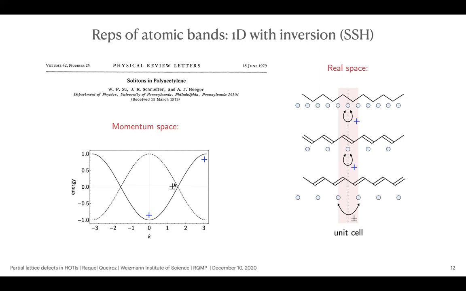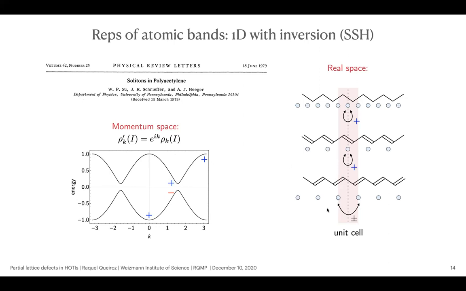So now I can open the gap, and depending on how I open this gap, I will have two distinct configurations. If I have plus plus, I fill the plus state, I know I have the inversion center occupied. And if I do the opposite, I know that every single state comes in a plus and a minus pair. So I know that the Wannier centers are located on the edges of the unit cell and not at the inversion center.